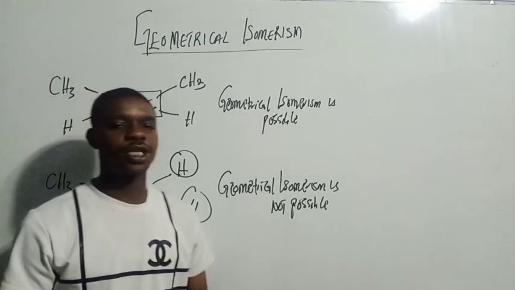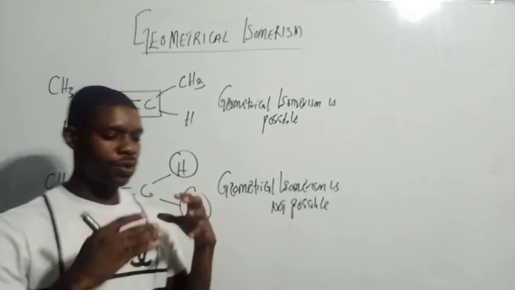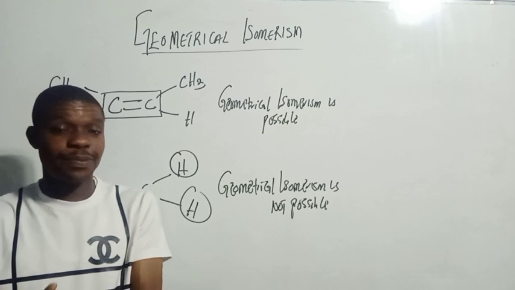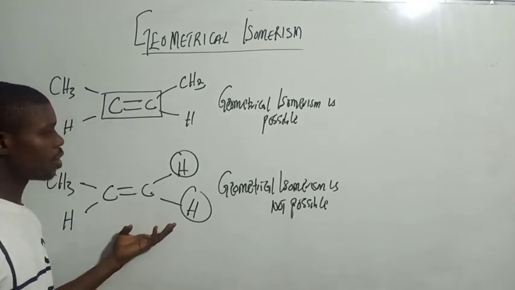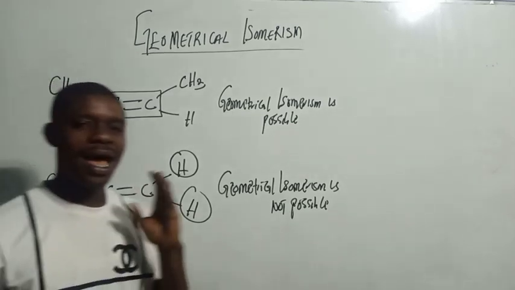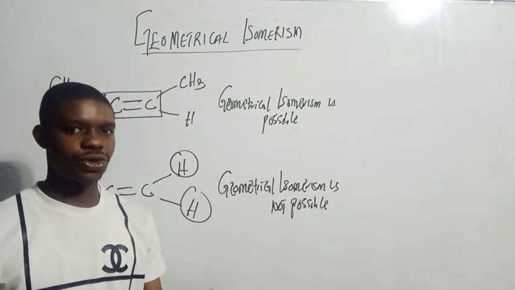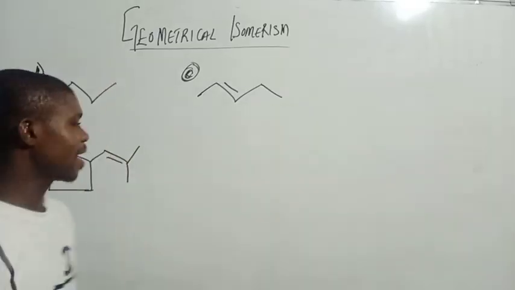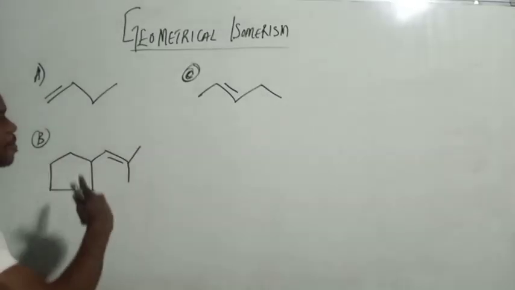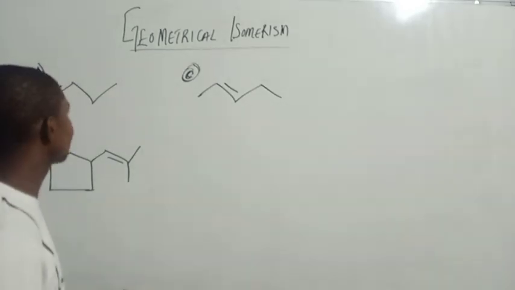So when a structure is given to you and you are asked to identify if geometrical isomerism is possible or not, you really want to draw the structure like this before you can identify it. Do you get that? So let's see if we can take some examples. Let's check if geometrical isomerism is possible here.